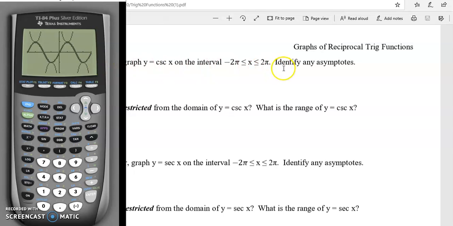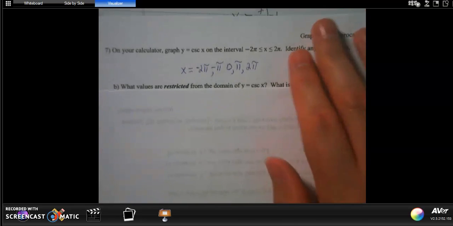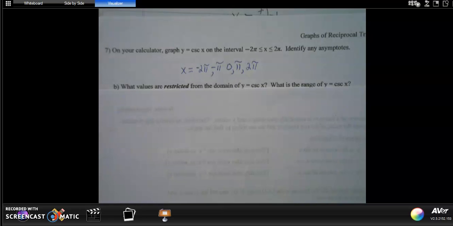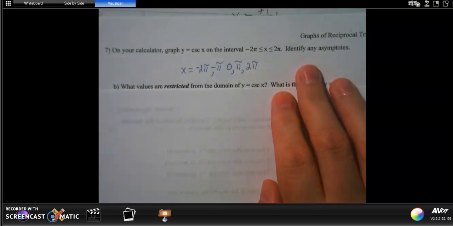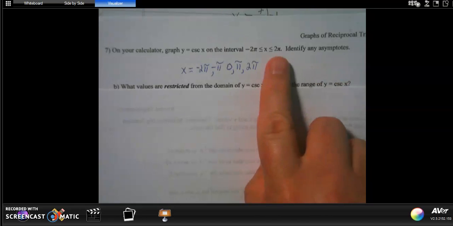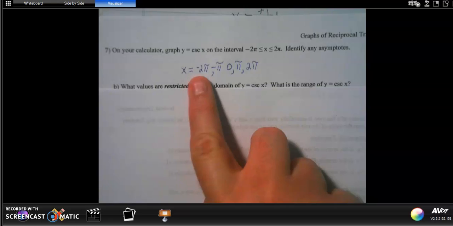So where are the asymptotes? Well, there's going to be one at negative 2 pi, at negative 1 pi, at 0, 1 pi, and 2 pi. So if we were to list those all out, those are where the asymptotes are. x equals negative 2 pi, negative 1 pi, 0, 1 pi, and 2 pi. So that's just on this interval. But notice we get a pattern going here.